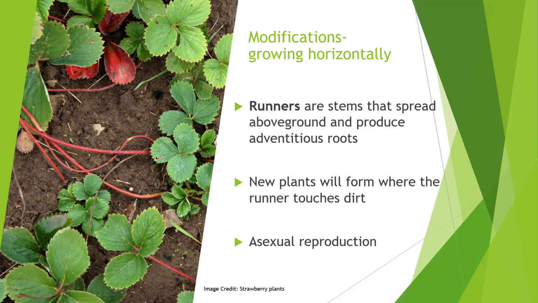Some modifications of stems. Let's think about this. Runners, they're stems that are going to spread above ground and they're going to produce these adventitious roots. You're going to see that term a lot. Adventitious roots means roots that form not from where old roots were, basically new roots forming in a new location. And wherever this runner touches the dirt, it's going to make adventitious roots that are going to grow into the soil and start rooting. And then it's also going to grow new leaves and a new above ground stem. That's basically a new plant. So runners are this form of asexual reproduction, which allows the plant to make little plantlets as it moves horizontally.